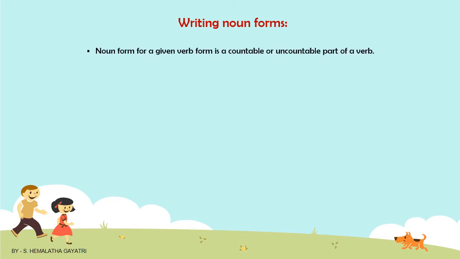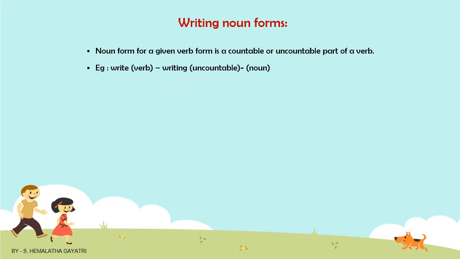A noun form for a given verb is a countable or uncountable part of a verb. So children, here you have to understand that a verb always describes an action. Verb is an action word. So for that you are going to write a countable word or an uncountable word that describes it. Okay, so let's focus on them.